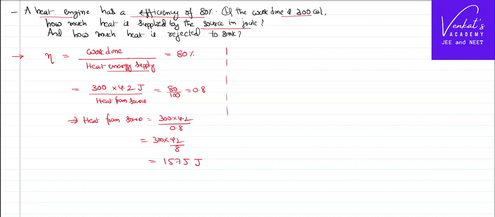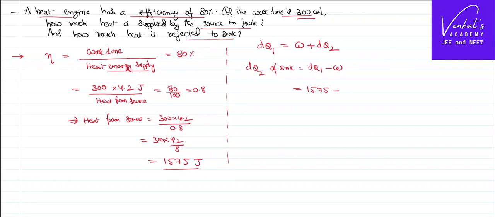Now he is also asking what is the heat energy rejected to the sink. If you remember the basic law of heat engine, we supply the heat from the source, dQ1, that does some work at the work function level, and then the remaining heat energy is rejected to the sink. So dQ2, that is of the sink, is dQ1, that is of the source, minus work done. You know, from the source we have calculated the energy as 1575 joules.